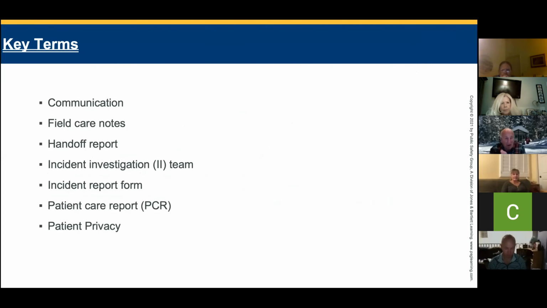At any rate, we're going to talk about the key terms. And again, this is all in your book. Just a quick review of the chapter. We're going to talk about communication, field care notes, handoff report, incident investigation team, they call it II, the incident report form. We're going to talk about patient care report and patient privacy.